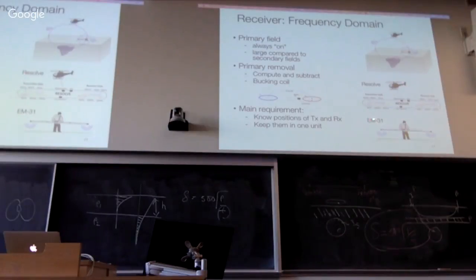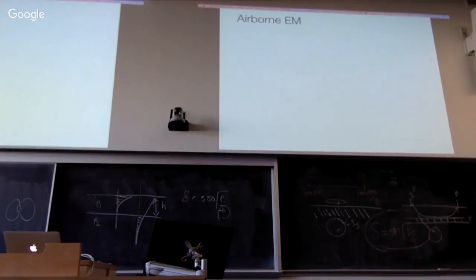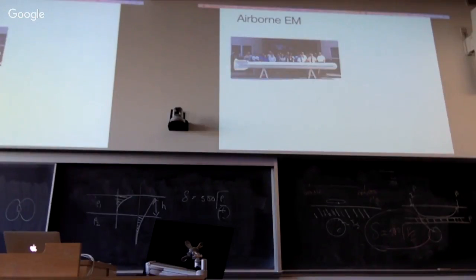You just mount it, sling it over your shoulder, and you've got a transmitter at one end and a receiver at another, and you just walk it through and measure the data as you go. Just to give you some idea of what these things look like, here's an airborne EM survey.